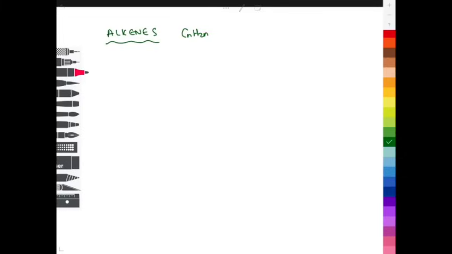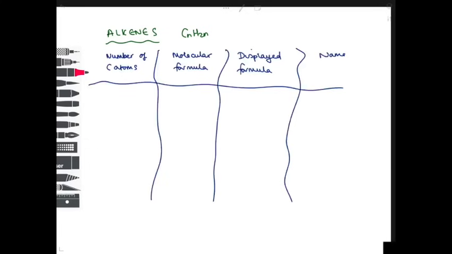Let's now look at the alkenes, and remember they have a general formula which is CnH2n. Let's first of all start by discussing the functional group of the alkenes. Remember, this is the series of atoms or bonds which makes a particular family of compounds special. So here we see that the alkenes contain a C double bond C.